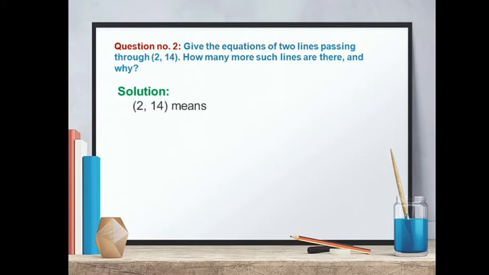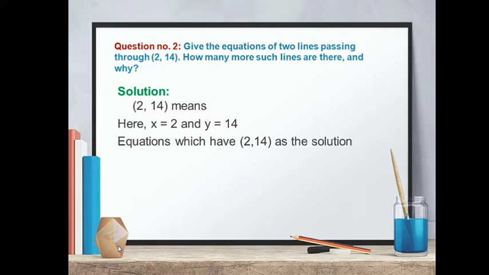(2, 14) means here x equals 2 and y equals 14. As we know, when it is given in the form of a pair, it will be in the form of x and y, where 2 is x and 14 is y. So here we will write x equals 2 and y equals 14. Equations which have (2, 14) as a solution are: now we have to form equations for which this pair of numbers is a solution.